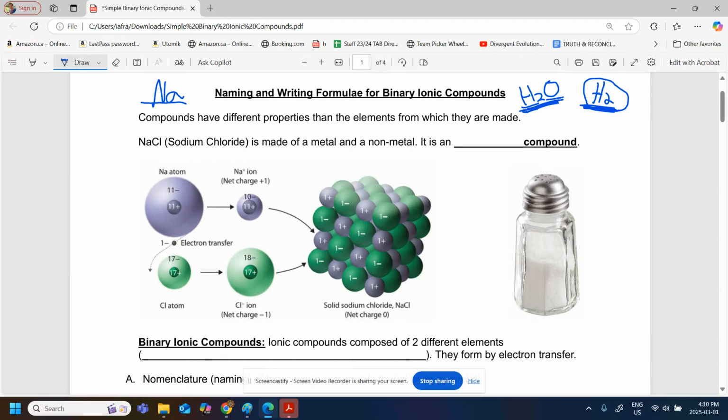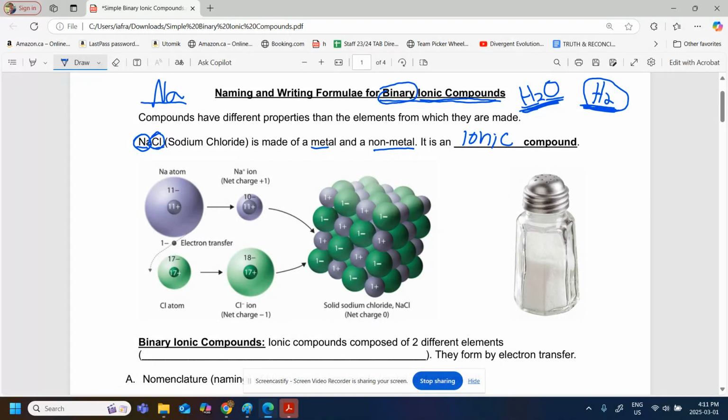So we're going to start off by taking a look at a specific type of compound called a binary ionic compound. Binary refers to the fact that there's two elements in it. So sodium chloride is a binary compound. There's sodium and chlorine in it. And ionic refers to the fact that it's made up of a metal and a non-metal specifically. So if you look in your periodic table, you'll see that sodium is a metal, chlorine is a non-metal, and that makes that an ionic compound.